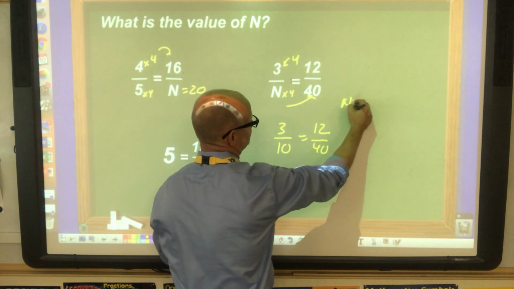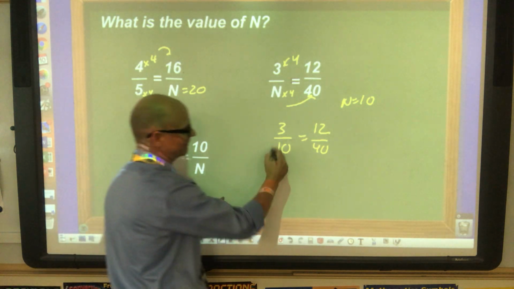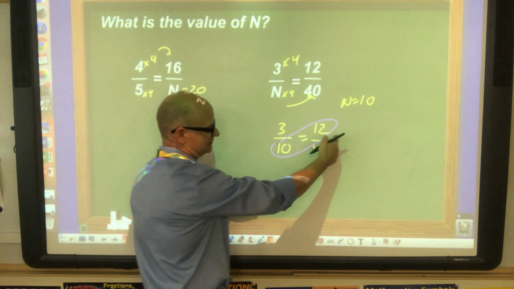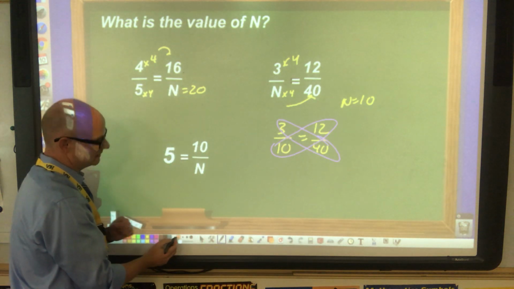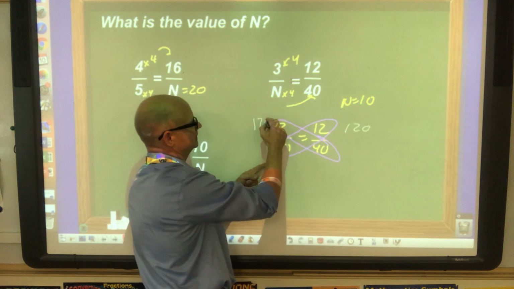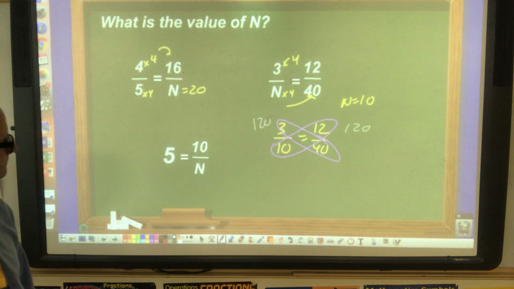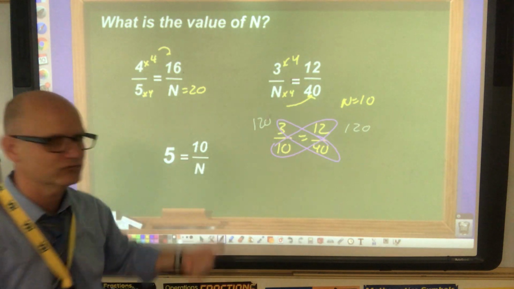We're saying n is 10. Again, we can verify this by doing some things. We can do the butterfly method. If we cross multiply this way and cross multiply this way, do we get the same amount? And the answer is yes. This would be 120 and this would be 120. So, questions?